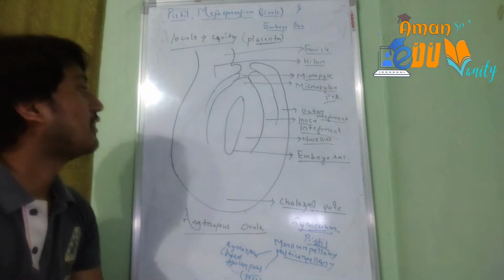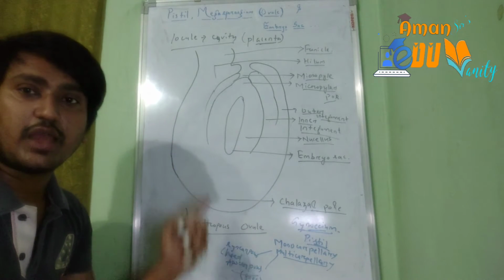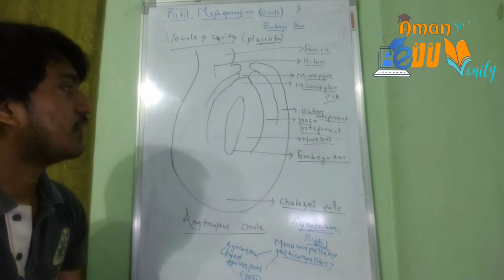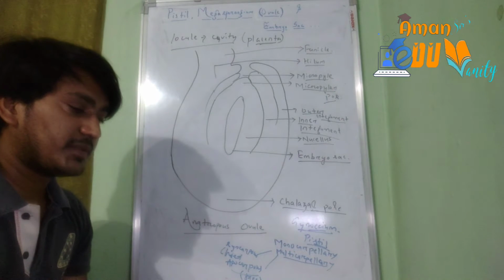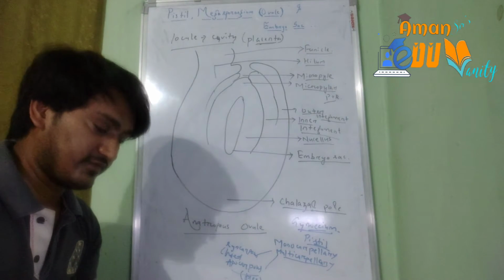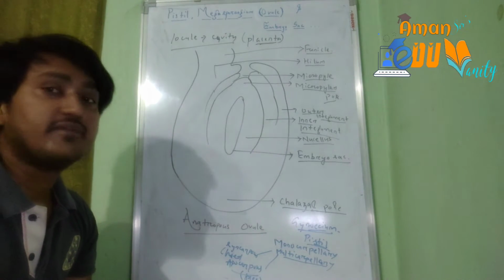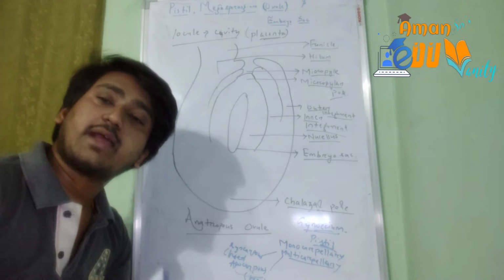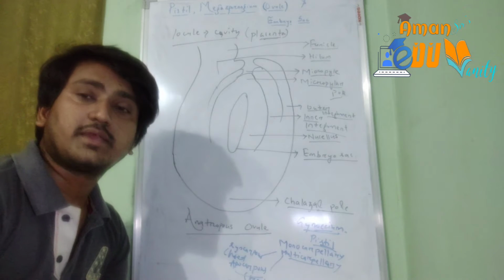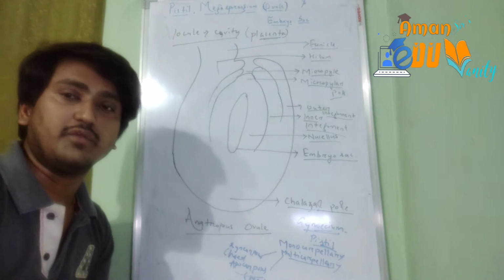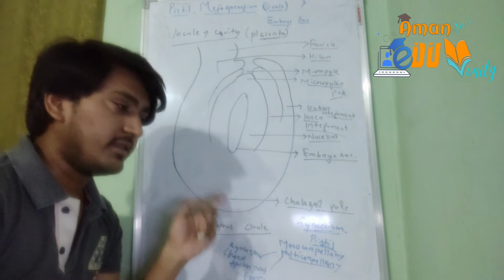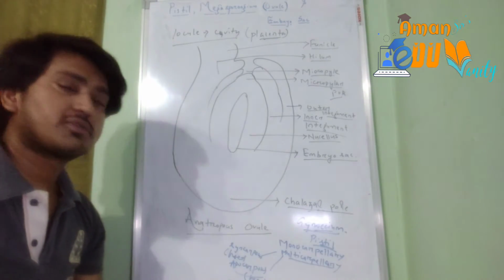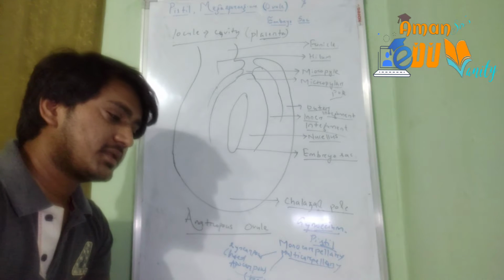So now let us go through the structure of the ovule. I have already drawn a diagram of the typical anatropous ovule. Anatropous ovule means an inverted ovule. There are different kinds of ovules based on their configuration and orientation within the flower, and the inverted ovule is called the anatropous ovule. So we will go through the structure of the typical anatropous ovule.